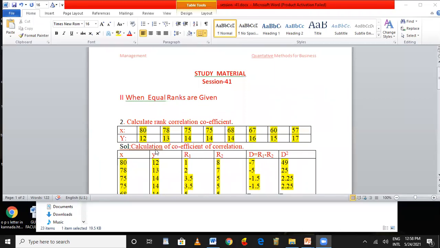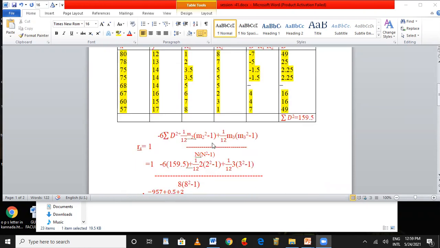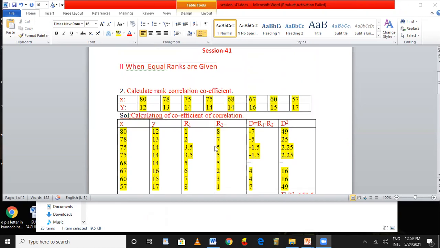So at this time, first we have to apply the formula for the rank correlation coefficient. As we know, it is 1 minus 6 sigma d square divided by n cube minus n. In this, we have to adjust it by adding 1 by 12 into m cube minus m. You have to modify the formula. We shall discuss that one. Here we apply the modified formula for the rank correlation.